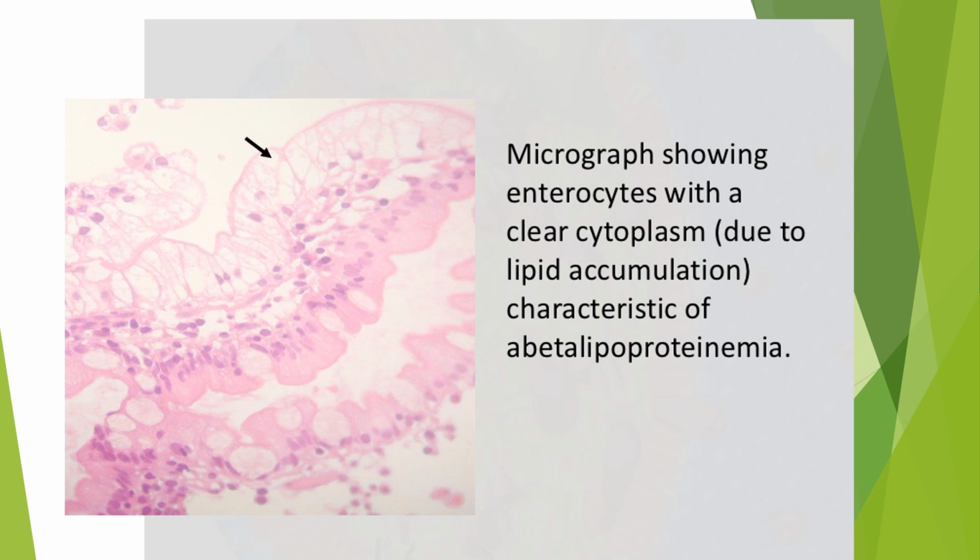This is the normal side here, as you can see, the cells with the eosinophilic cytoplasm, but here the cells have a clear cytoplasm, which is the white. This indicates the accumulation of fat and lipid inside these cells, because the fat enters but cannot go out to the blood or be transported to the blood. This is characteristic for abetalipoproteinemia.